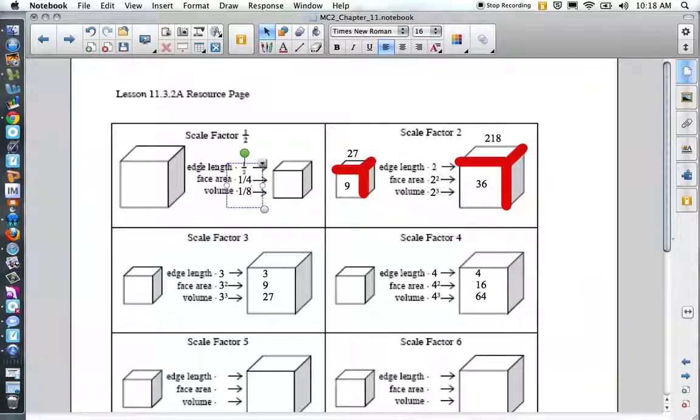So that's one way you can go back and forth between those. Hopefully this makes good sense to you.